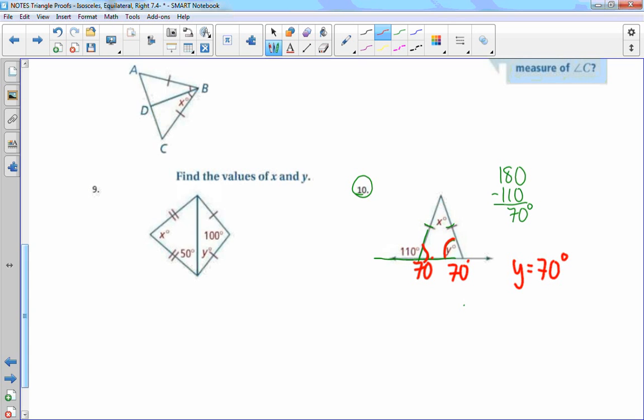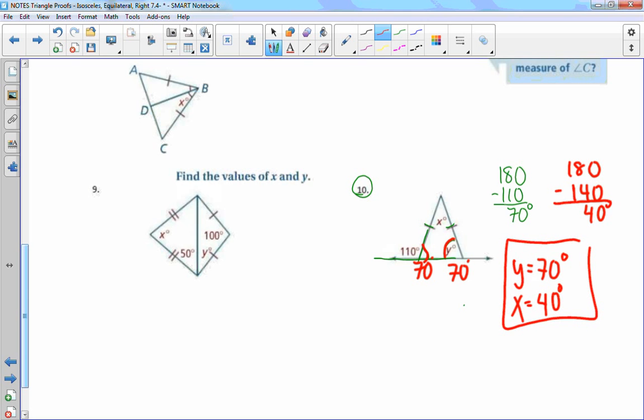Make sure you have a degree symbol because it's the measurement of the whole angle. What's the measurement of angle x? How do you know it's 40? 70 and 70 make 140. And we know a triangle adds up to 180. So the remaining angle has to be 40. Good. This is called an exterior angle. And that with the interior angle will make 180 degrees.